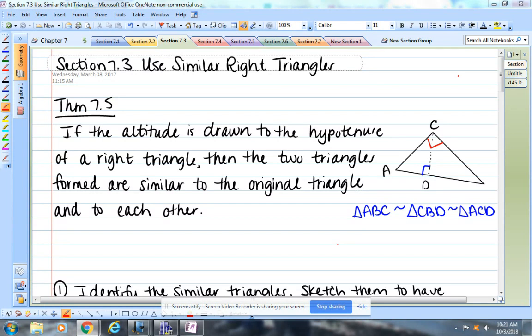Well, we spent a lot of time in chapter 6 talking about similar triangles. What do similar triangles have? Two things. Congruent angles and proportional sides. Very good. So we're going to be working with proportions today to find side lengths.